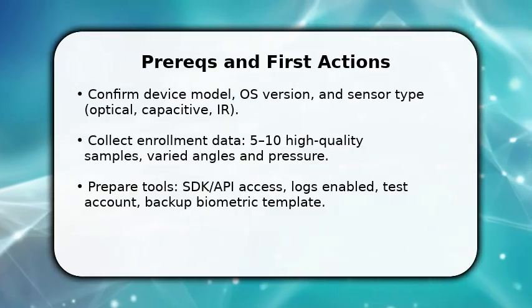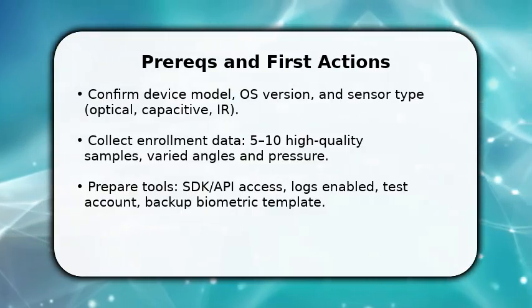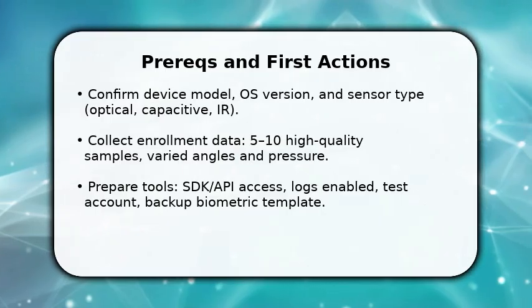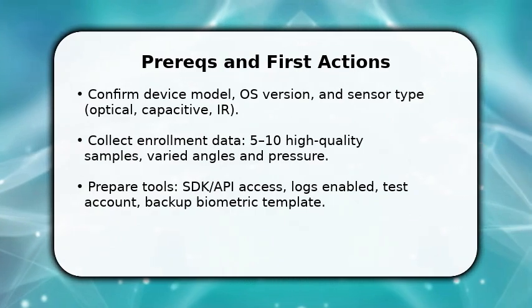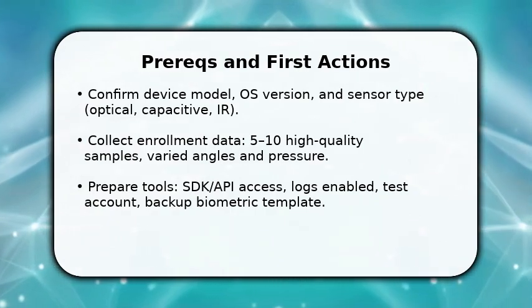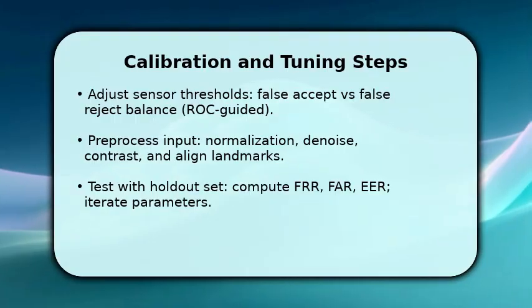You should also back up the original template before making changes. This protects you if an update corrupts data. Now move to calibration and parameter tuning. You now calibrate thresholds to balance false accept and false reject rates, using ROC curves to pick operating points.